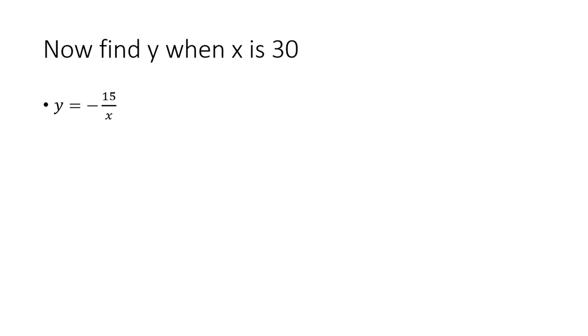Okay, so if that's our equation now, I want you to find y when x is 30. So using y equals negative 15 over x, find y when x is 30. Okay, so this is as easy as just plugging it in. So you plug a 30 in, and you end up with your answer of negative 1/2. So when x is 30, y has to be negative 1/2.